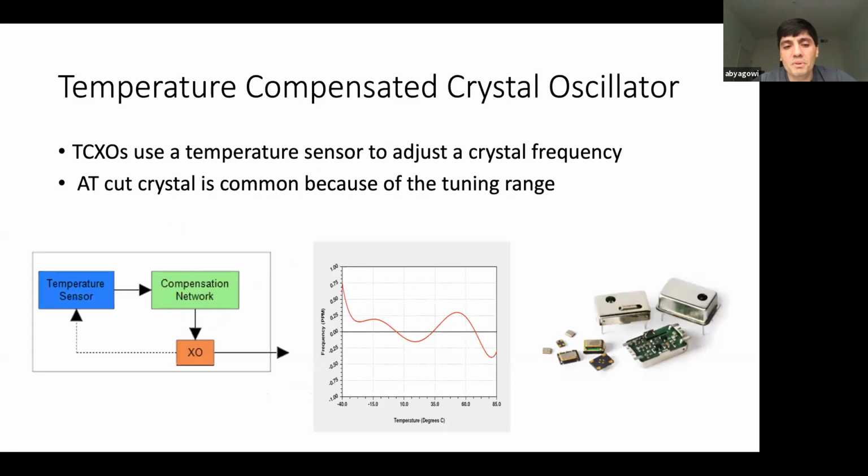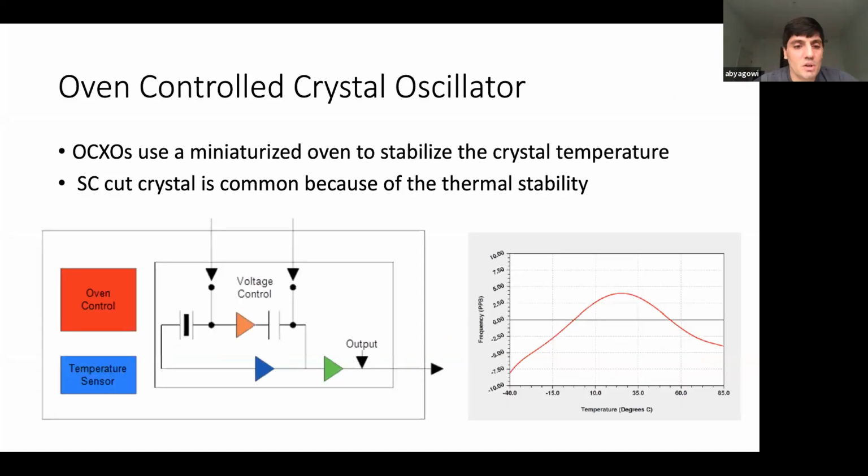The temperature compensated oscillator also comes in different versions. Usually it is a voltage controlled oscillator that also has a temperature sensor and everything, and there's a compensation network that takes care of the changes of the output based on the temperature changes. For oven control, you basically take a crystal oscillator and put it in an oven, and the oven tries to maintain the temperature at a constant. So it makes sure that the temperature changes are not that high, and you will guarantee a better stability.